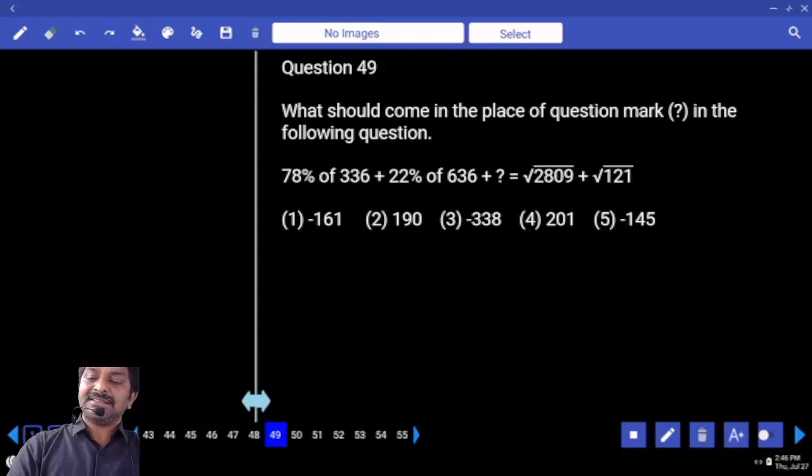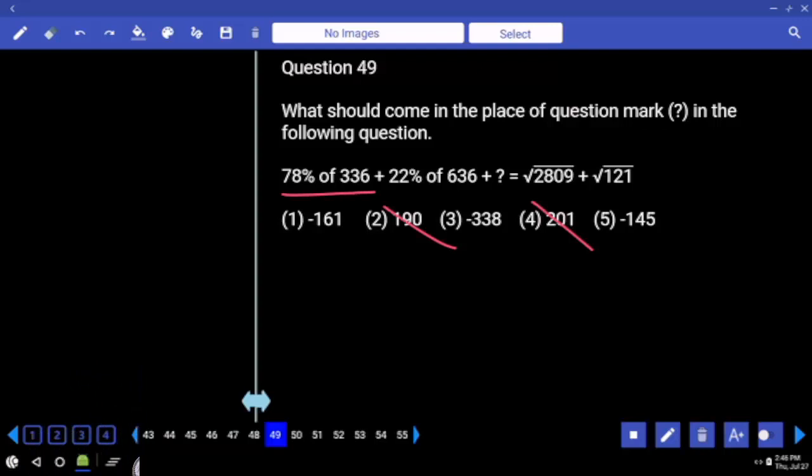You know that the answer is definitely a negative number, so these two cannot be your answer. Clear indication. Approximately 80% of this number will be approximately 250 something. 22% of this number is approximately 120. Both together we have approximately 400. Under root of this number plus under root of 121. Will that be 400 or more than that or less than that? When these two numbers go to the right hand side, the answer must be a negative number. Yes or no? So how much approximate number do we have here?